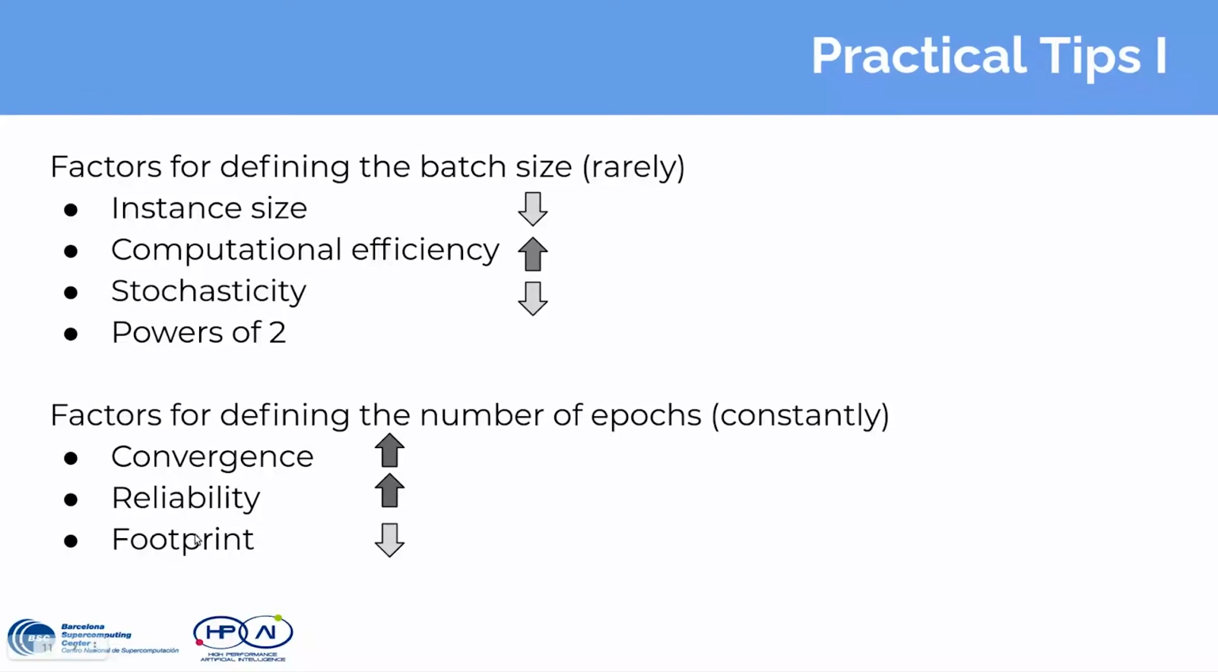But on the other side, the footprint of training, which is very important because of the huge electricity cost of training these things, suggests that we reduce the number of epochs as much as possible, because if we keep doing large experiments with a huge number of epochs, we will be causing significant harm to the planet.